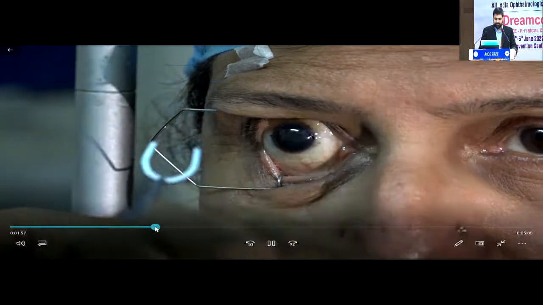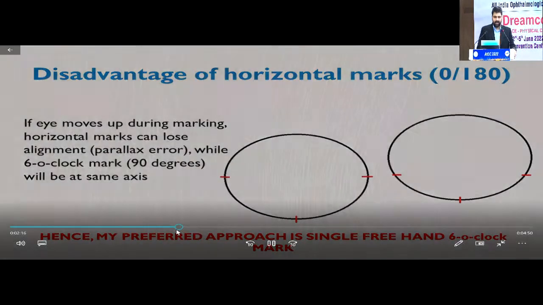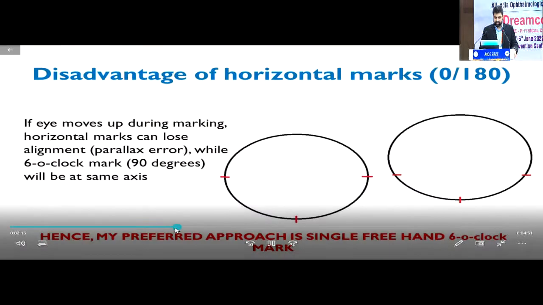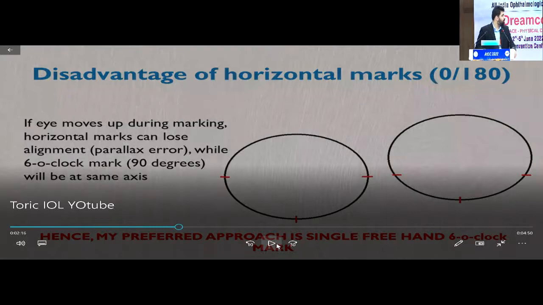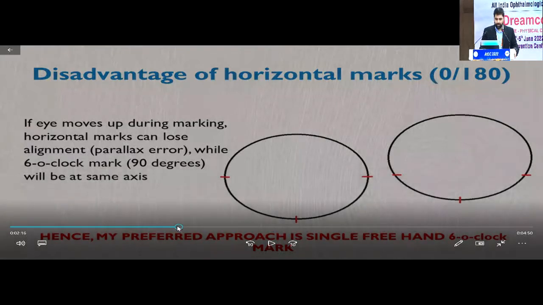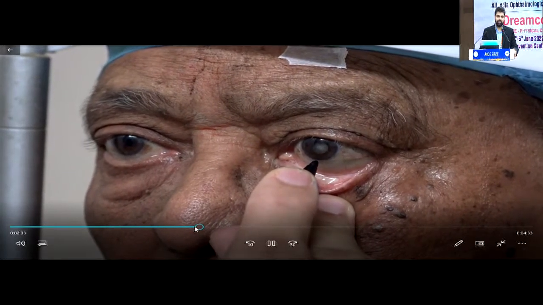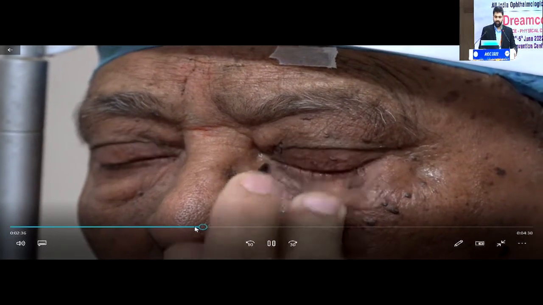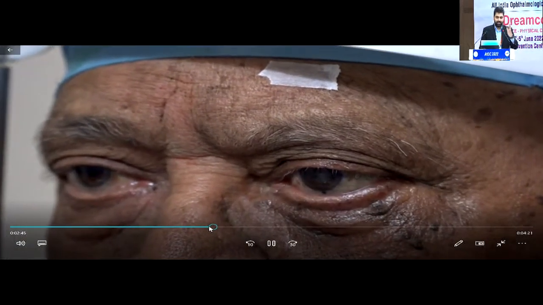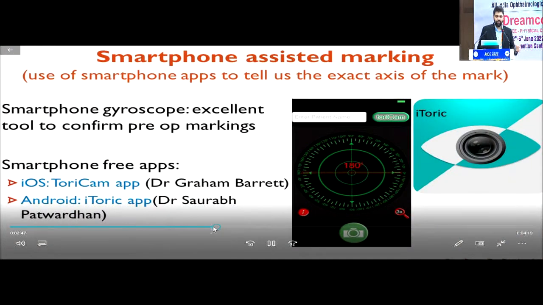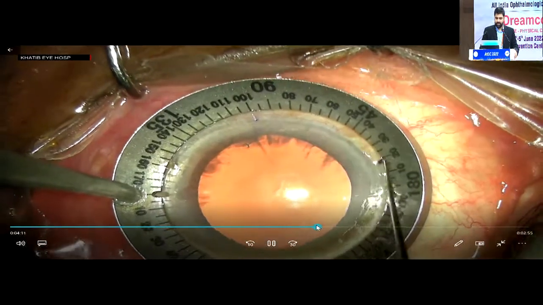The only issue I feel with 0, 180 is that you sometimes end up with parallax errors. Sometimes when the patient is looking up, your marks go slightly lower. So for me, at least for beginners, I would say a freehand mark at the 6 o'clock position, which will give you your 90 degrees, is very safe, and you can just do it very easily as well. And it gives you good results if you do it correctly. Now you should try to do it as close to the center as possible, so it will be 90 degrees, but you have smartphone apps which can help you to get better accuracy. Okay, coming to the surgical part.